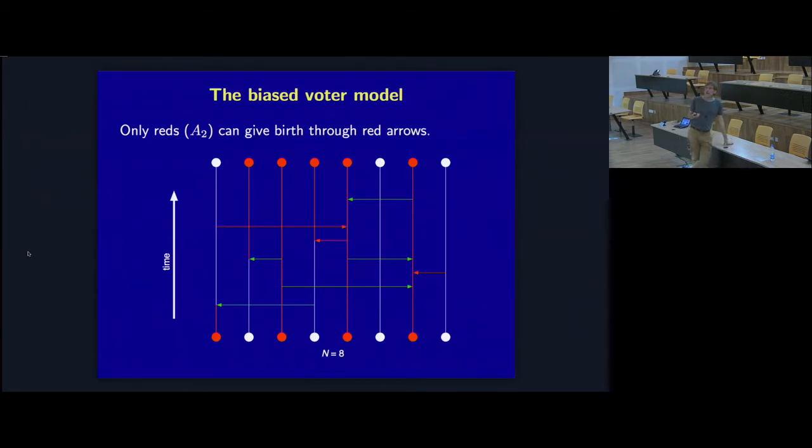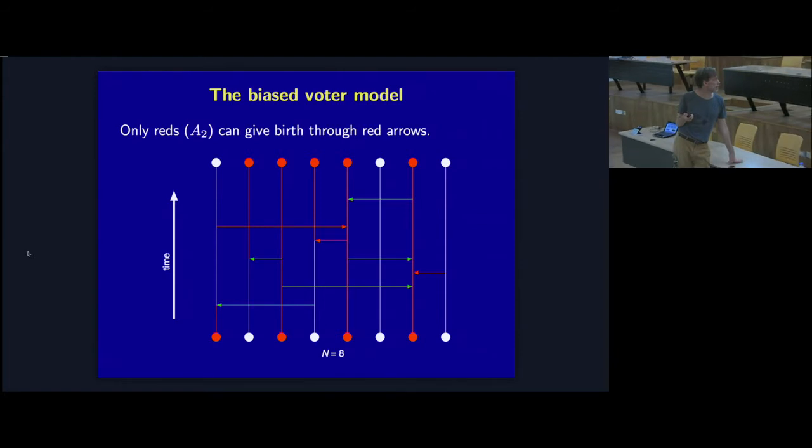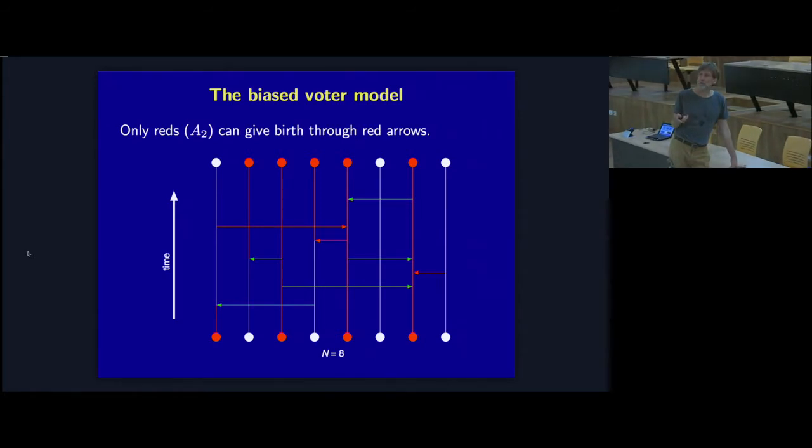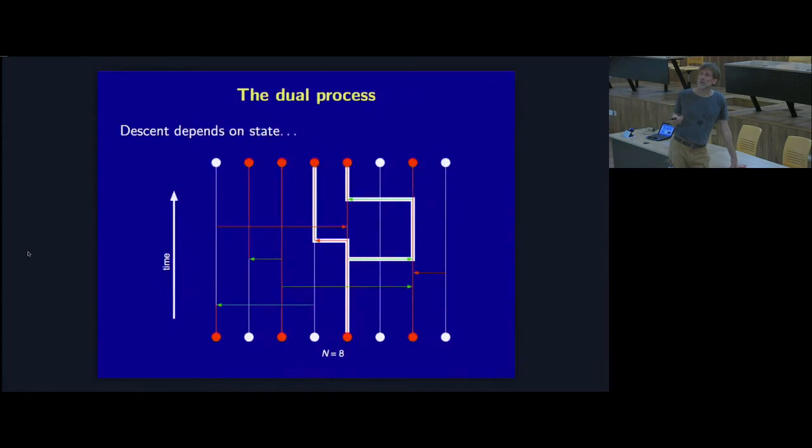Okay, and now, so the reds represent the A2. Those are the fitter ones, right? So they can use both types of arrows. They can give birth to both types of arrows. The white ones cannot, right? Because they're the less fit. So let's see what happens here, right? So if I did this right. So now descent depends on state.